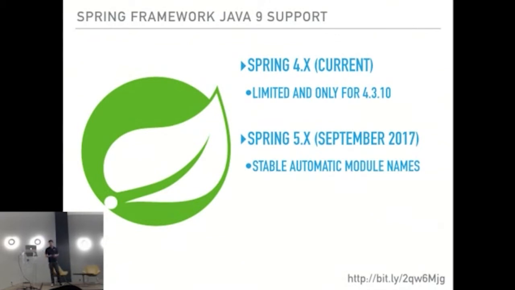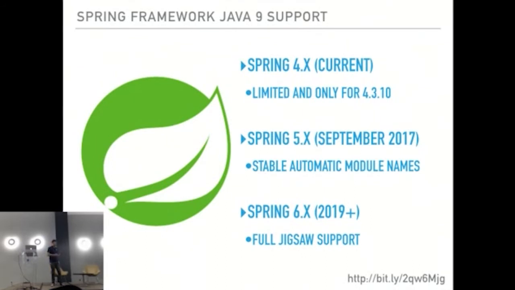Spring 5, which is currently due out in September 2017, will support Java 9, but it won't support the encapsulation principles or concepts in it. That's because the libraries Spring itself depends upon likely won't be supporting that encapsulation yet either. But Spring 5 will have stable automatic module names. And then finally, Spring 6, which is maybe 2019 or later, is intending to offer full Jigsaw support, so you can fully modularize the code. You can use all the encapsulation stuff that I was showing you earlier in that module-info.java.